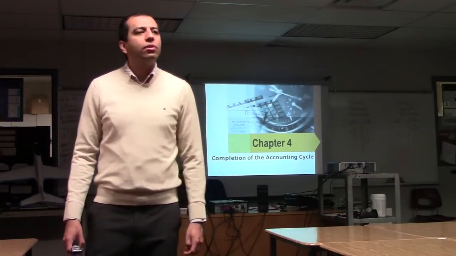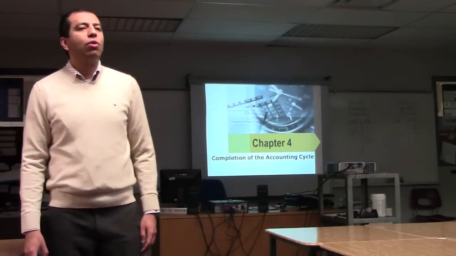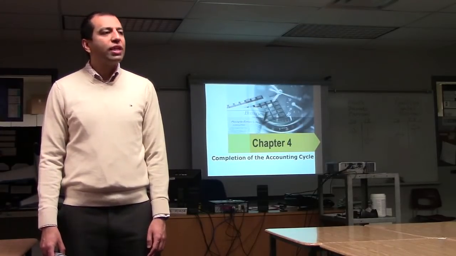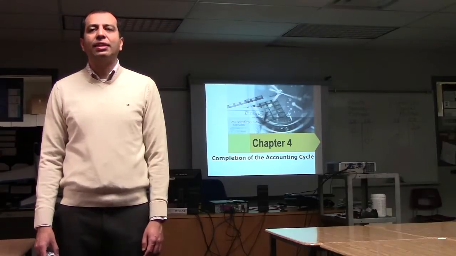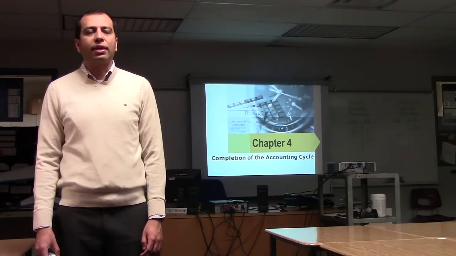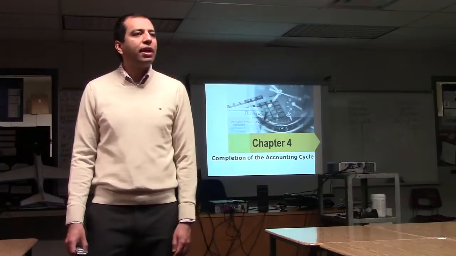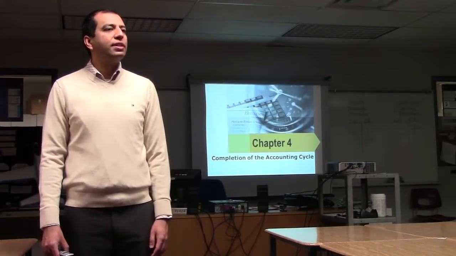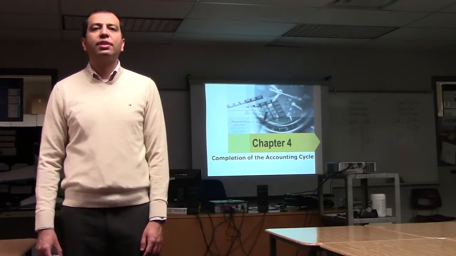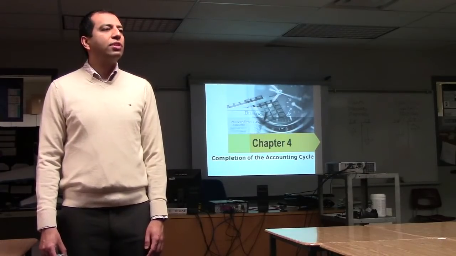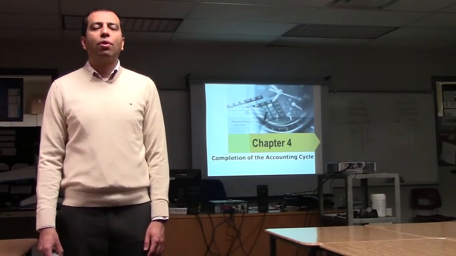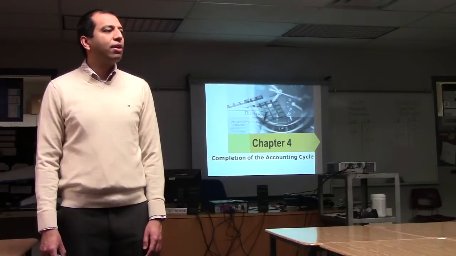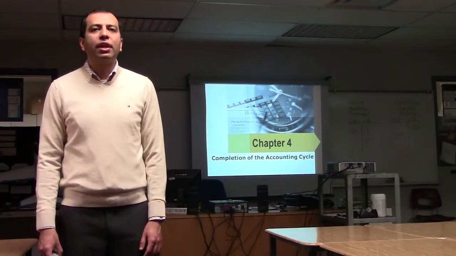Okay, so we're going to now continue with closing entries. Chapter 4 talks about closing entries and what happens at the end of the accounting cycle. So very briefly, you've gone through in the previous few chapters the recording process, you've done a lot of adjusting entries, and you've now done a post-adjusting trial balance. So at this point, we're trying to close the accounting cycle using closing entries.